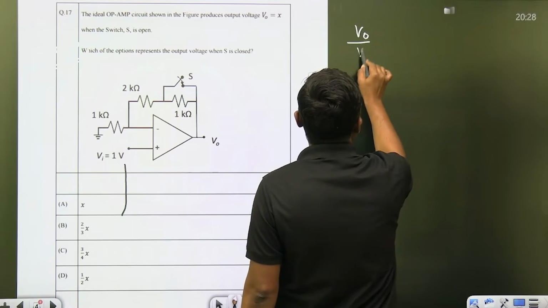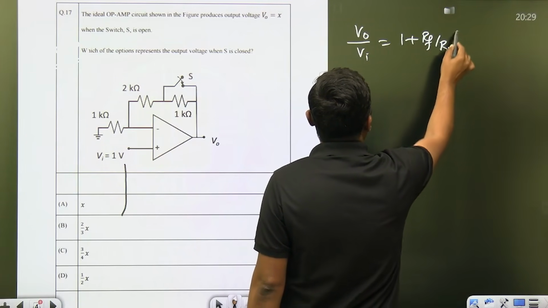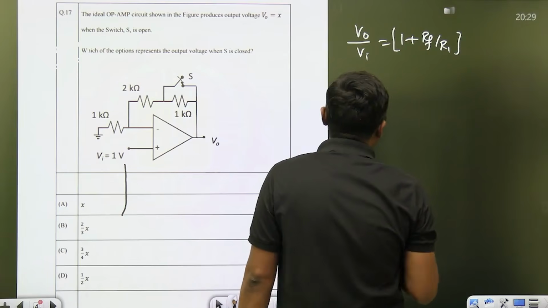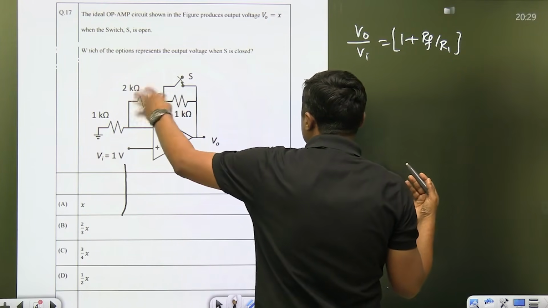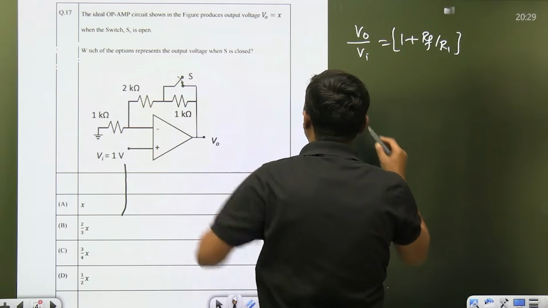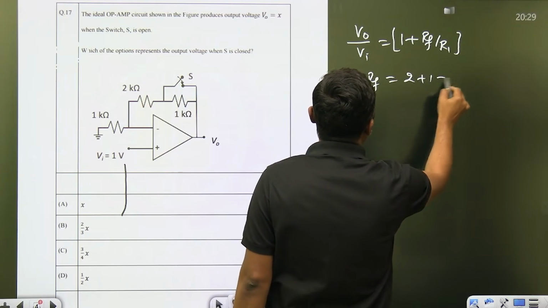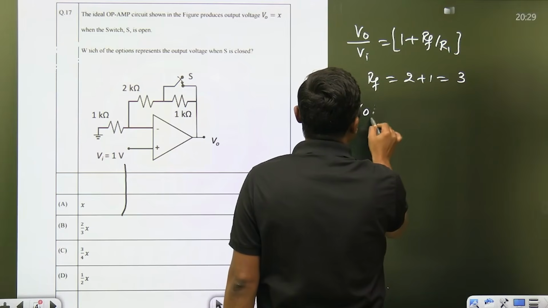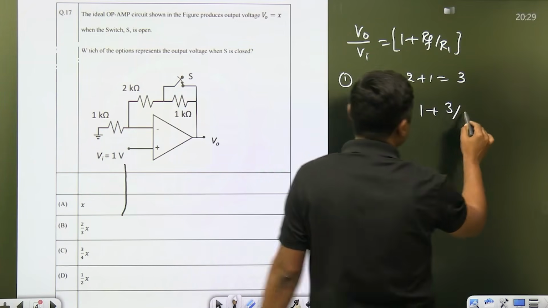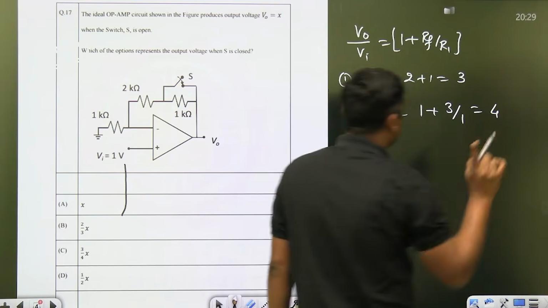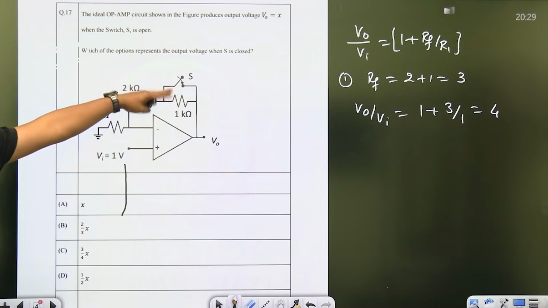For the non-inverting operational amplifier, the gain for an ideal operational amplifier is 1 plus RF by R1. In the first case, when the switch is open, RF is 2 plus 1, which is 3. So the gain is 1 plus 3 by 1, which is 4. In the first case, the gain is 4 when the switch is open.